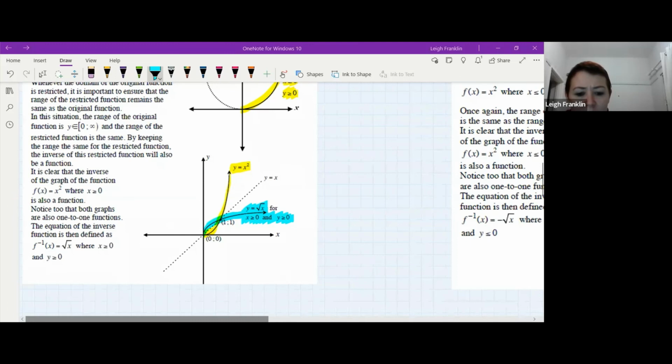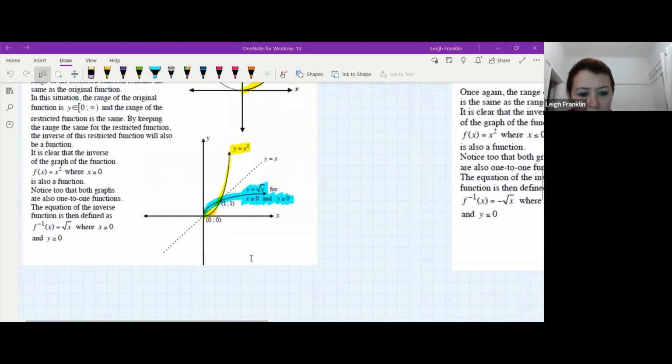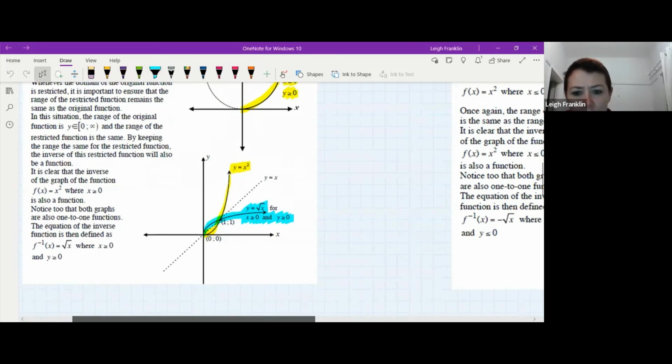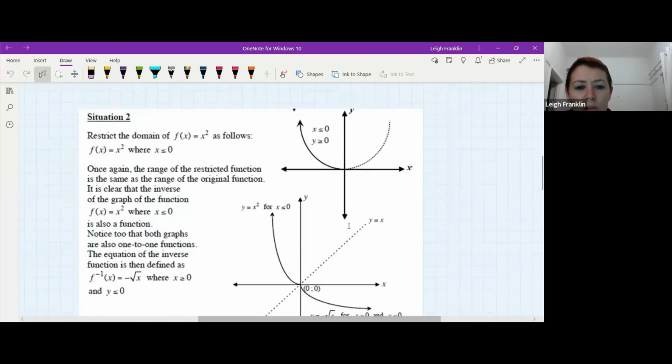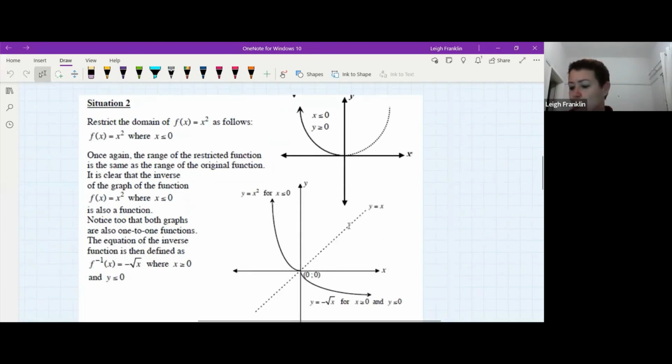So now let's go and have a look at the other way in which we can restrict the domain to ensure that our resulting inverse is also going to be a function. So that's the one way that we can do it. All right. Here's the other way. Let's go over here to this one. Okay. So now again, situation number 2, we're going to restrict the domain as follows.